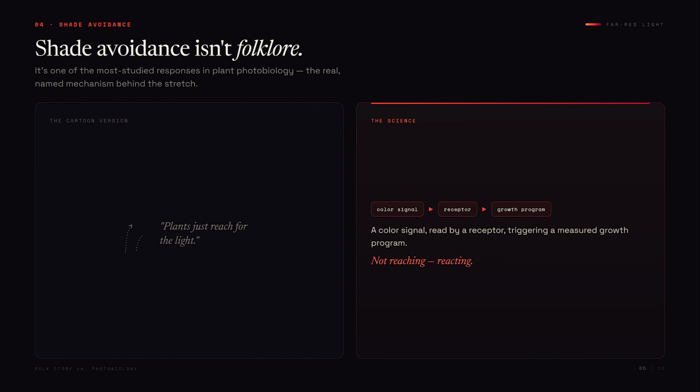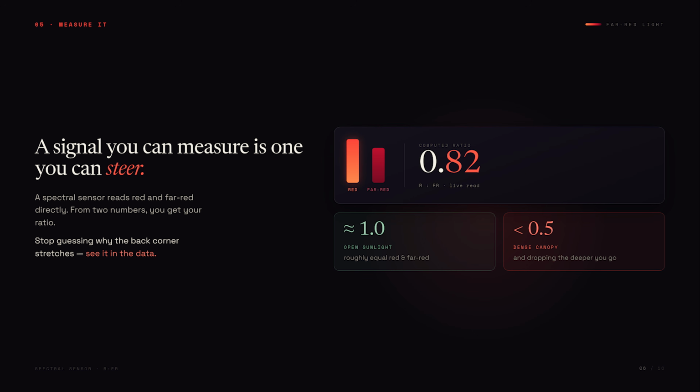It is not folklore. The folklore is just the cartoon version of it, and this is measurable, which is the whole point. A decent spectral sensor reads out your red and your far red levels directly, and from those two numbers you calculate the ratio. Open sunlight runs a ratio a little above 1, roughly equal parts red and far red. Step under a dense canopy and that number can fall below 0.5 and keep dropping the deeper you go.